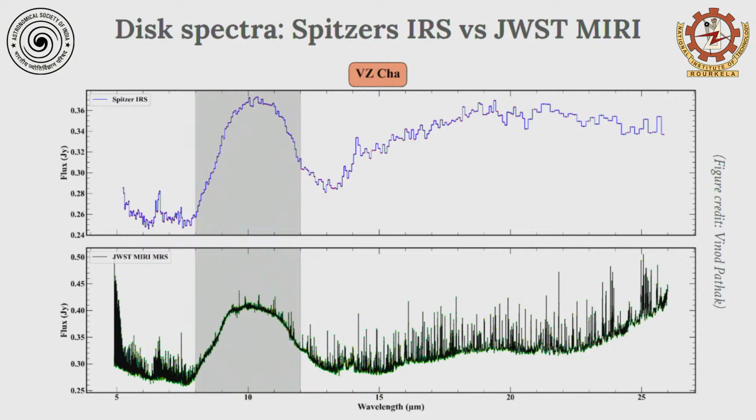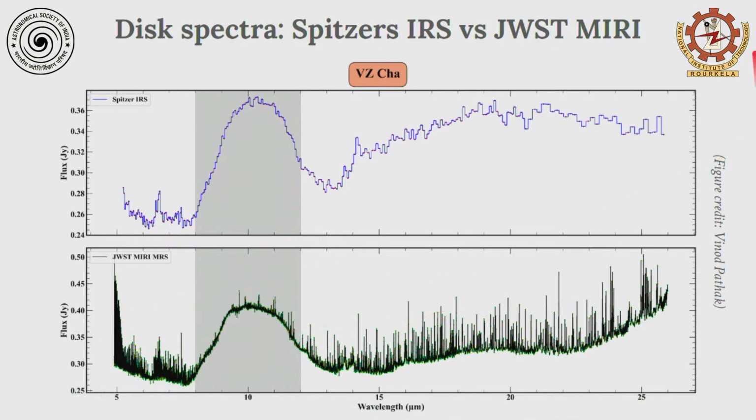And just to show you a comparison of the disk spectra between what we saw in Spitzer IRS and JWST MIRI. This was a Spitzer spectrum. You hardly could see any line. This is the JWST spectrum of the same object.